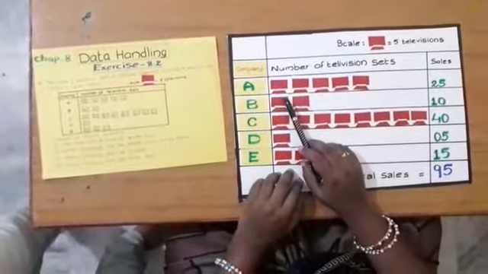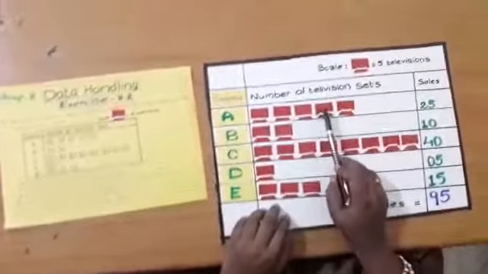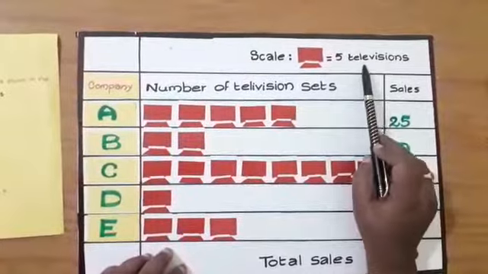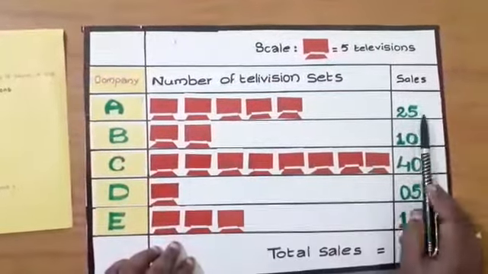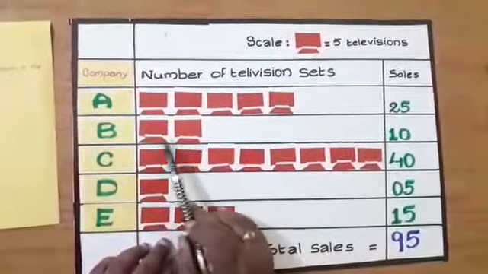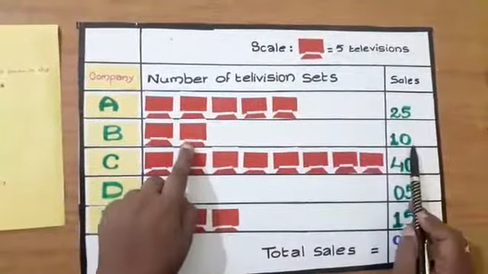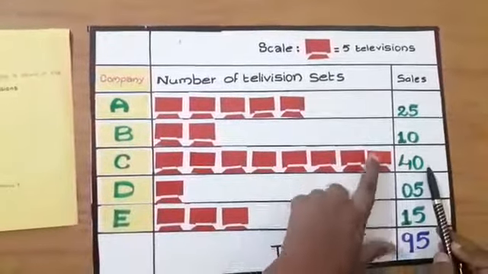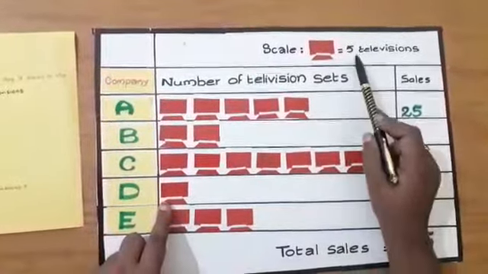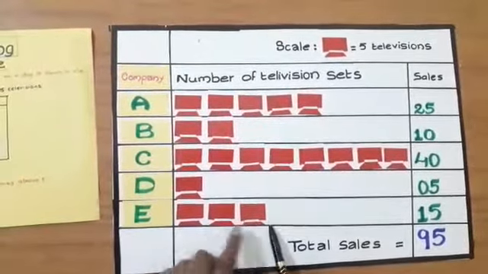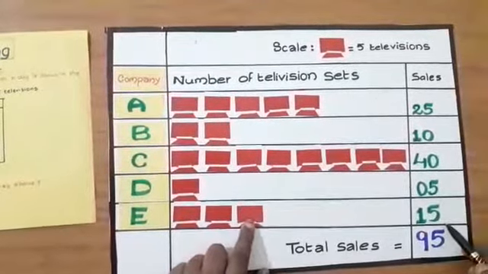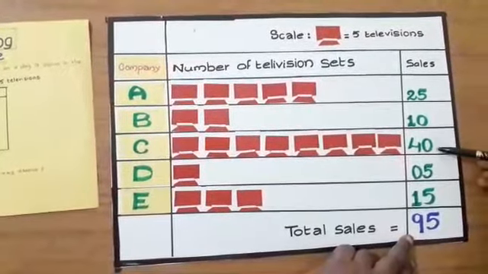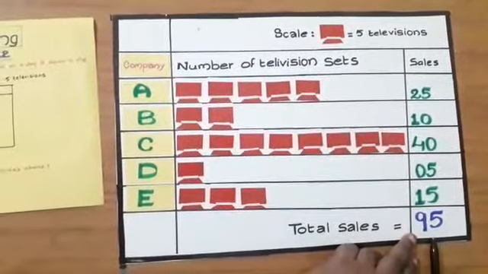Let us try to solve this one. Here 1 television symbol equals 5 televisions. So 5 symbols is 5 into 5, 25. Here 2 symbols, 2 fives are 10. 1, 2, 3, 4, 5, 6, 7, 8, 8 fives are 40. Here only one symbol, 1 five is 5. Here 3 symbols, 3 fives are 15. Totally, how many televisions are there? 25 plus 10 plus 40 plus 5 plus 15. We get 95 televisions.